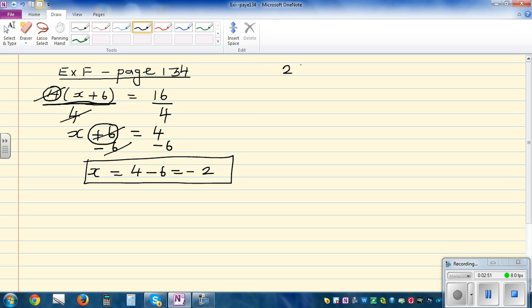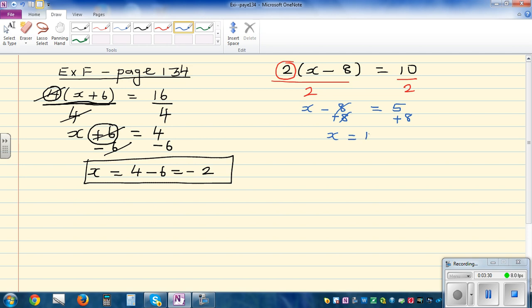Say 2 bracket x minus 8 is equal to 10. What should I do to both sides first? I want to cancel this 2, which is 2 times something is 10. So I have to divide both sides by 2. This is 10 divided by 2, so x minus 8 is equal to 5. Now the opposite of negative 8 is plus 8, so you add 8 to this side. This and this get cancelled. So x is equal to 13.